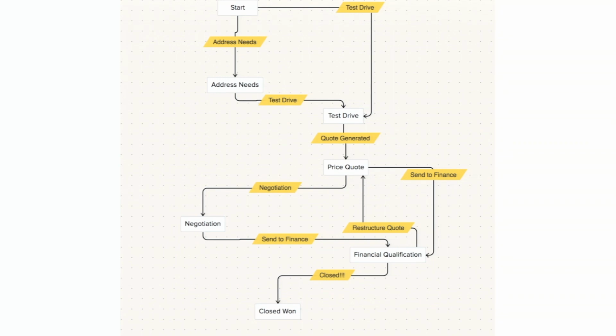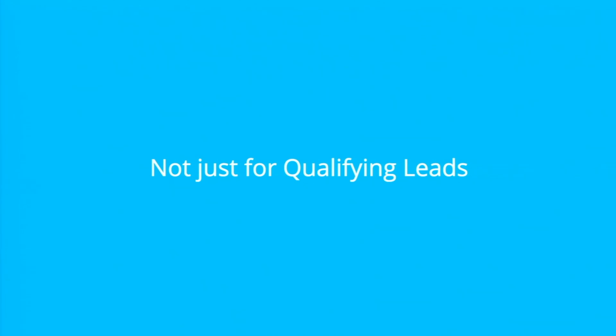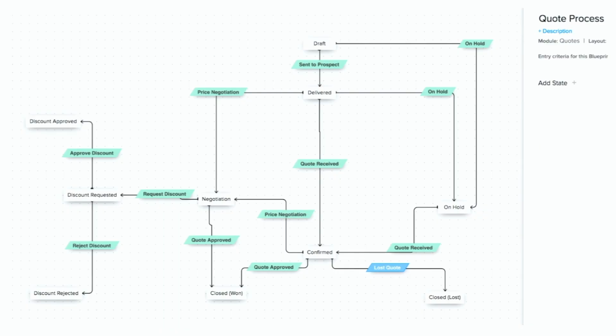But this is not just a lead qualification process. It can work for deals. It can work for other things like quotes. This is one example that I created where I'm using the quotes module. It goes from draft to delivered to received, confirmed, negotiation, discount approved, discount rejected. It can get pretty intricate, right? So this is an example of how it would be used for quotes in a traditional format.